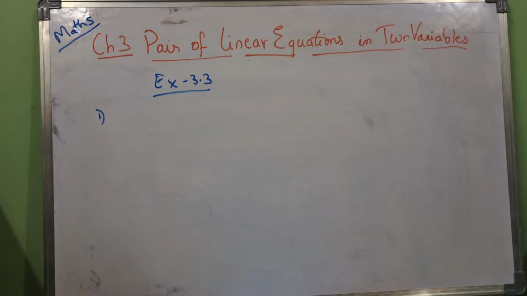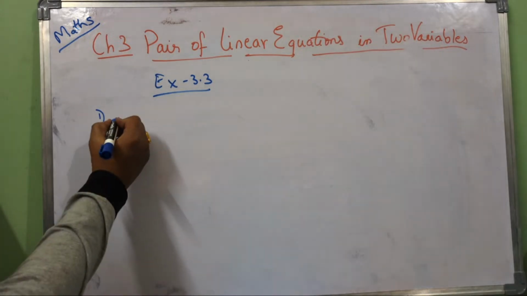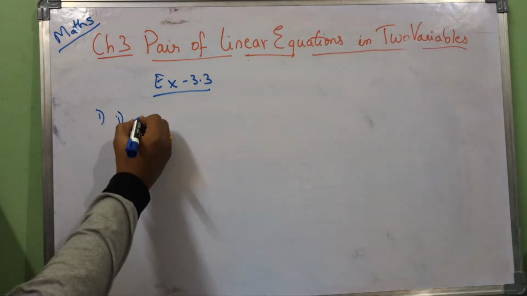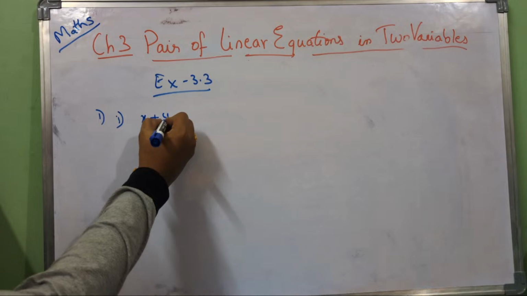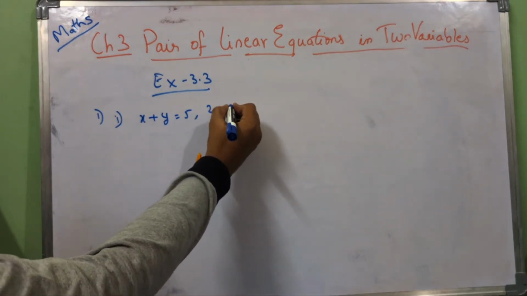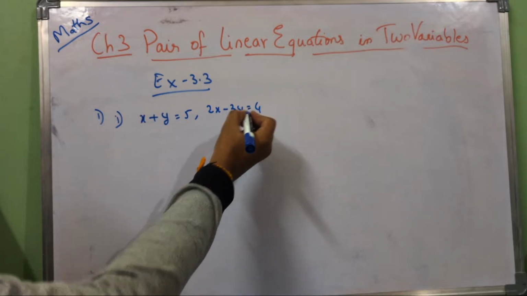For 3.3, first question: solve the pair of linear equations by the elimination method and the substitution method. Wow, they are asking both. Fine, we'll solve both one by one. Let's see how many we can solve by 3:30 now. The equations are x plus y equal to 5, and the second one 2x minus 3y equal to 4.